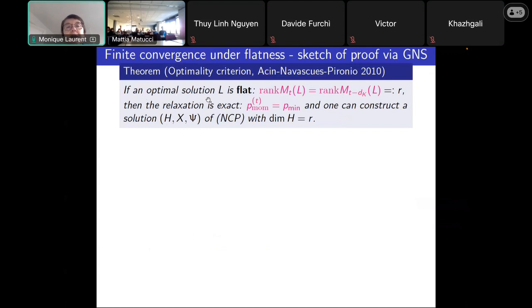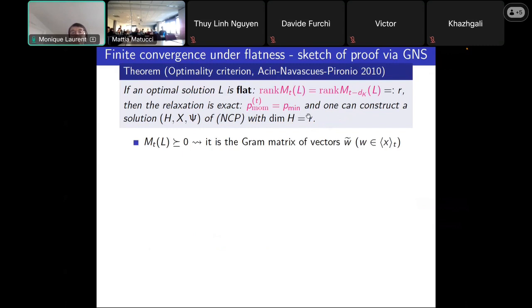So here's the setting. We have an optimal solution L to the moment relaxation of order t, which means that L is acting on polynomials of degree up to 2t. And L is flat, meaning it satisfies this condition. If you wish, instead of this d_k, just put a 1 for simplicity. And then the claim is that the relaxation is exact. So the bound is equal to the minimum, and one can construct a solution of the original optimization problem, where the Hilbert space has dimension R, where R is the rank of the moment matrix. So how does it go?